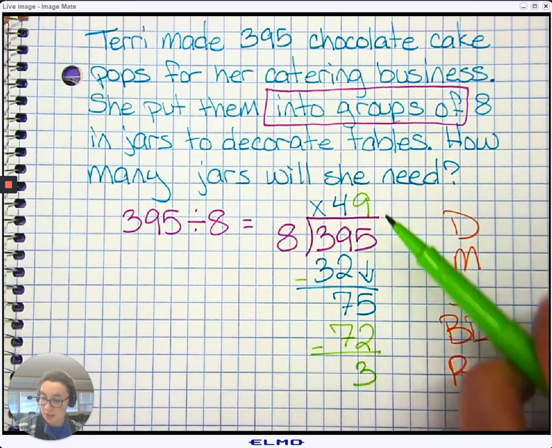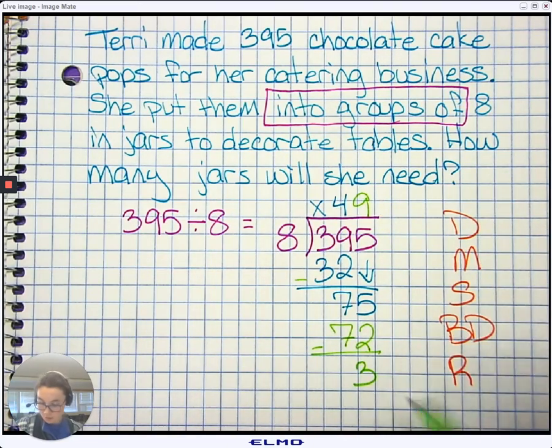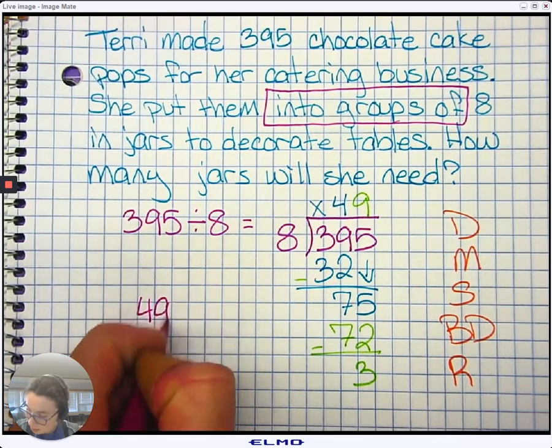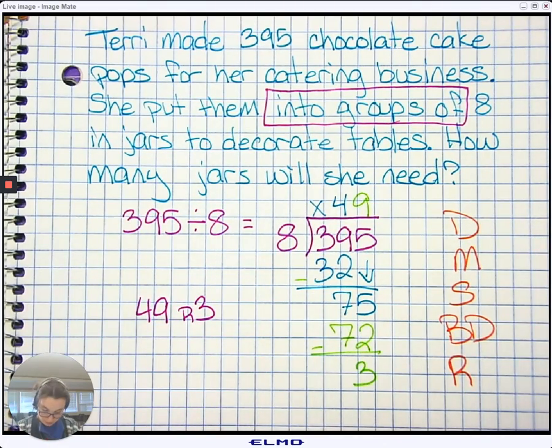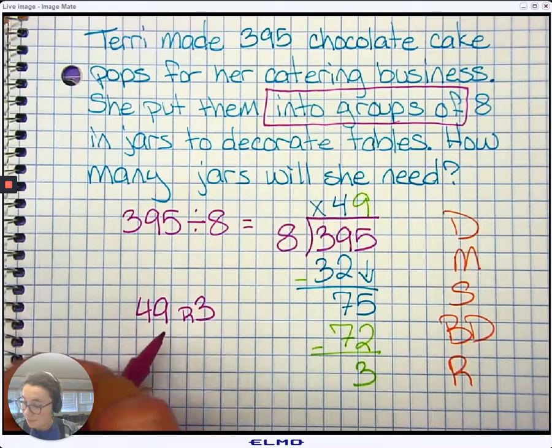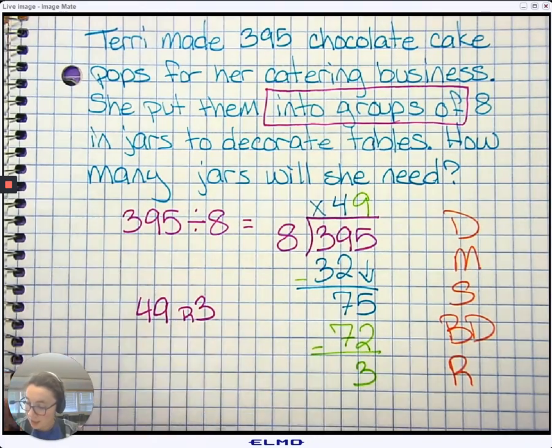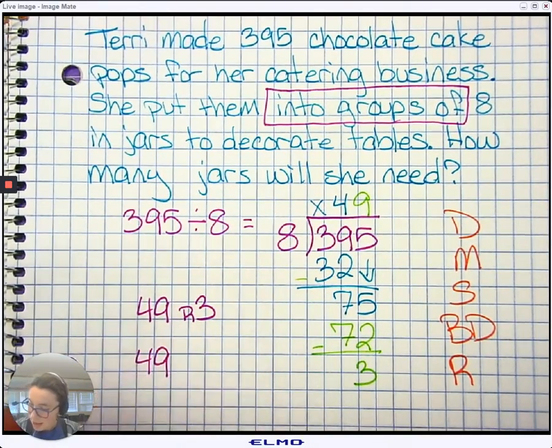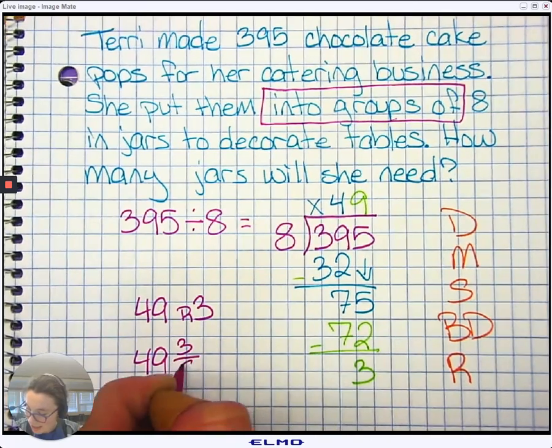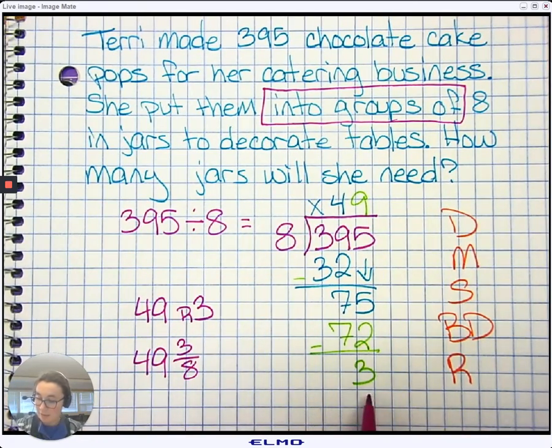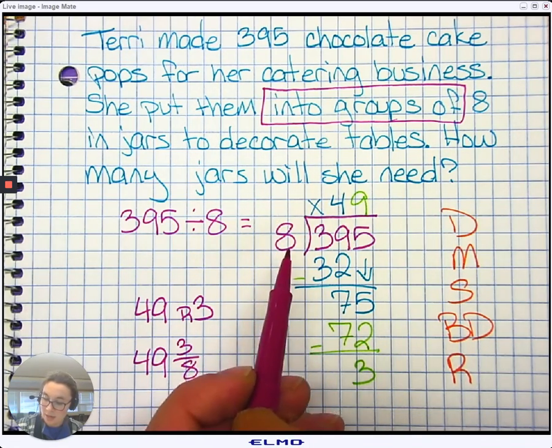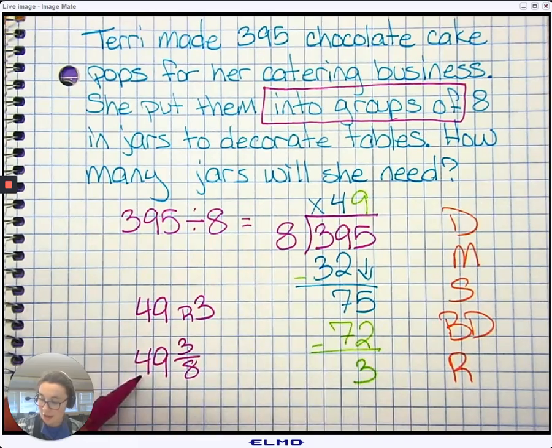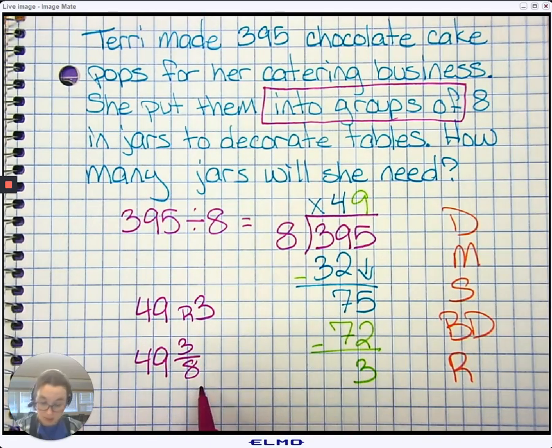My quotient is 49 with 3 left over, which I can write as 49 remainder 3. Or there's another way I can write this. Instead of remainder 3, I can write it 49 and 3/8. I can take my remainder and put it in a fraction as a numerator over my divisor. And that gets me this fraction, and this fraction can't be simplified, so 3/8 it will stay.